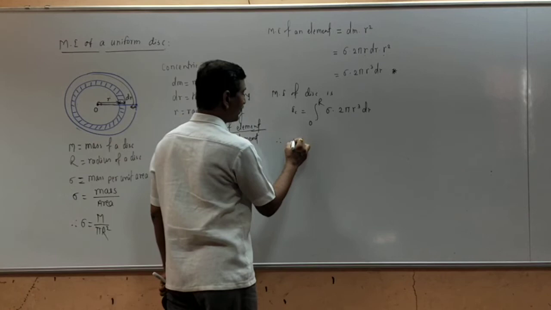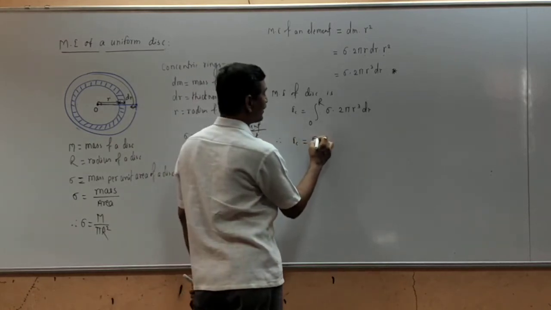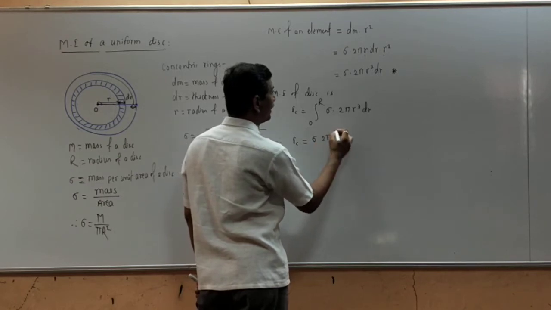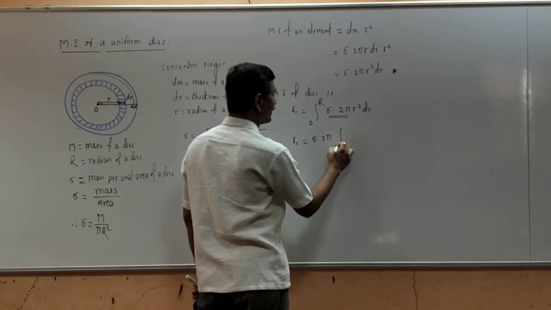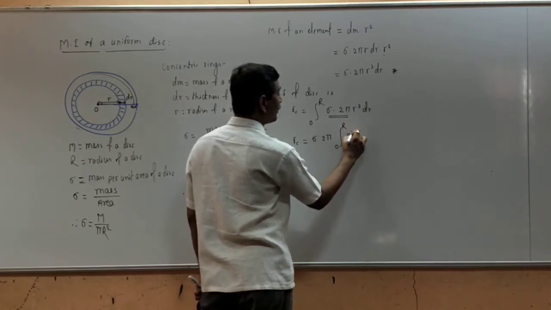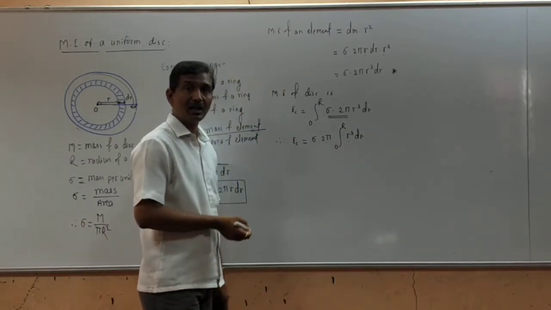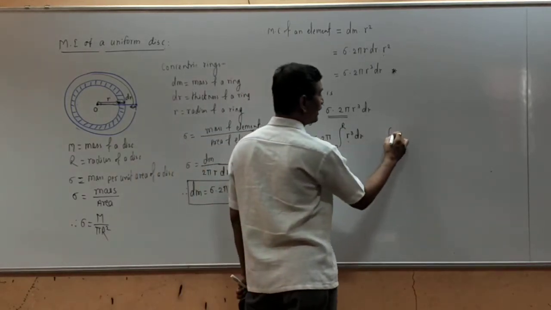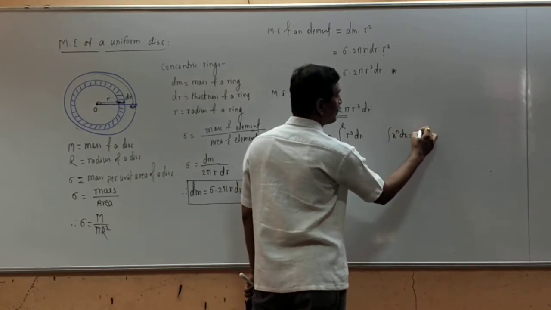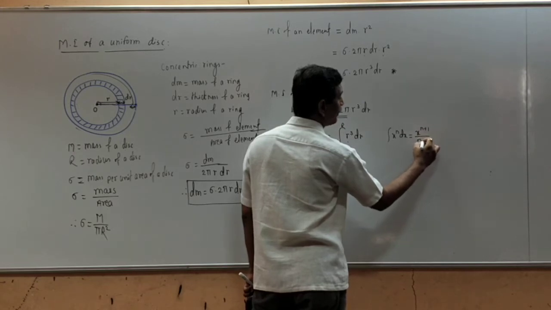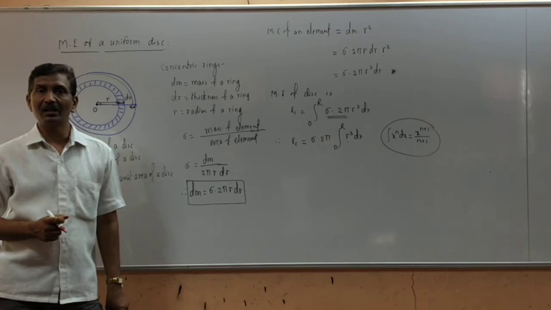So therefore we get I is equal to, which factors are constant? Sigma 2 pi is constant, so take it outside the integration. Then we get only the integral from 0 to capital R of r cube into dr. What is the integration of r cubed dr? Apply the formula for the integration of the function x raised to n with respect to x, which is x raised to n plus 1 upon n plus 1. By using this formula, what is the integration of r cube dr?